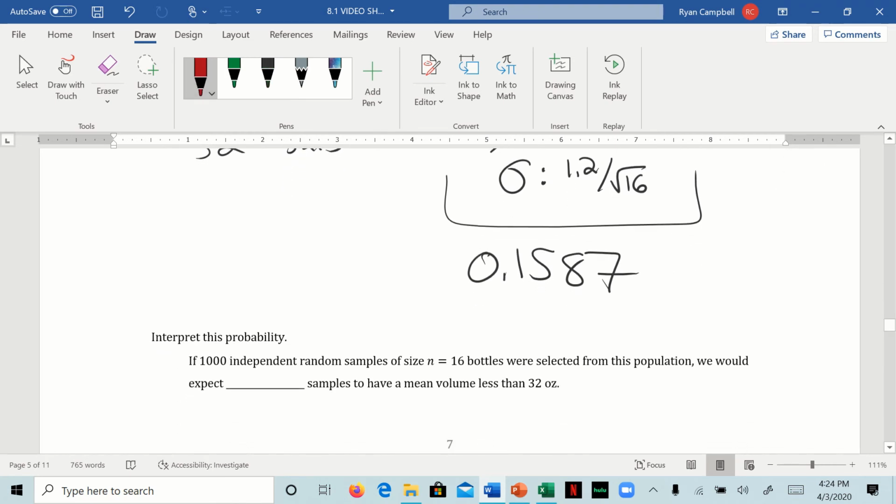So the way to interpret it, if 1,000 independent random samples of size n equals 16 bottles were selected from a population, we would expect 159, right? Again, you just multiply that by 1,000. So 159 of them we would expect to have a mean less than 32 ounces.